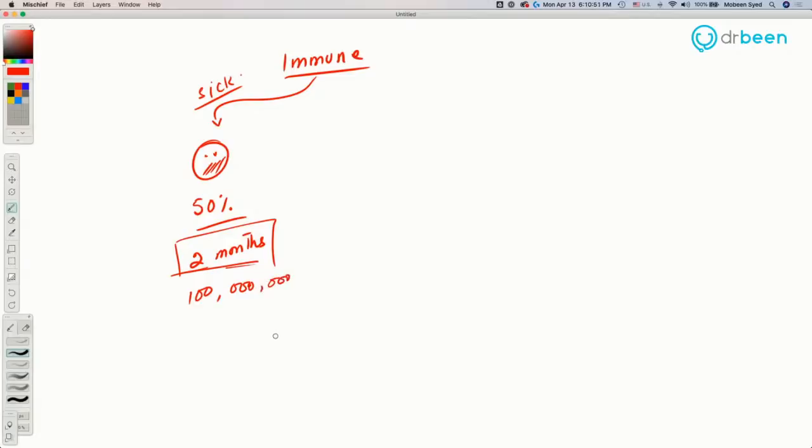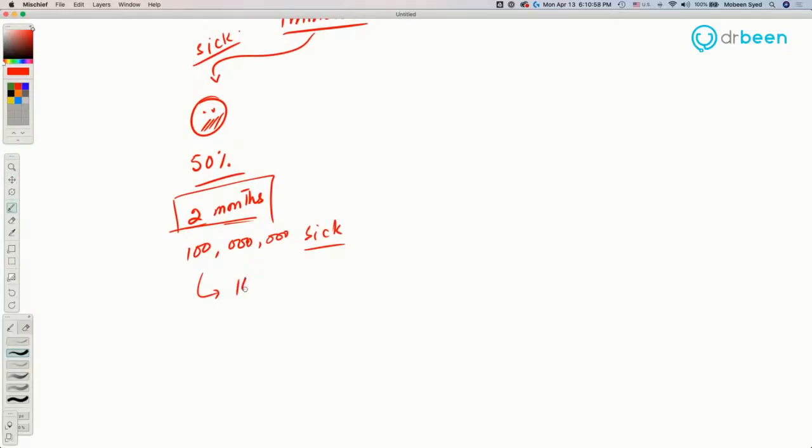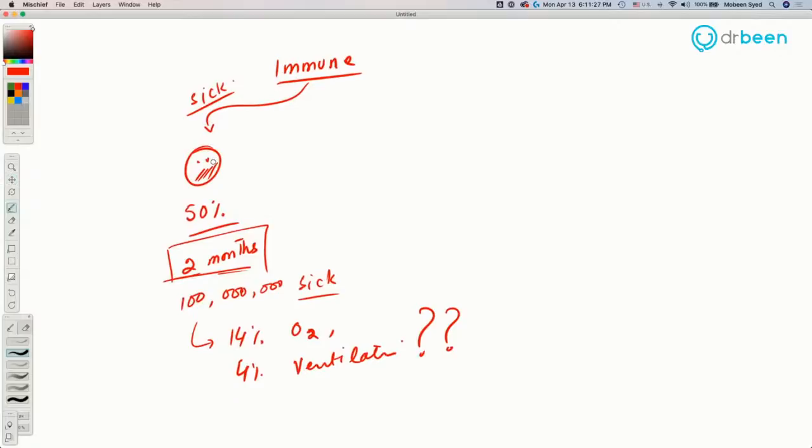So within 2 months, let's make 100 million people sick. 100 million sick people within 2 months will mean that 14% of them are going to need oxygen and ventilation. About 4% or 5% would need ventilation. Do you think we can provide these resources? And what would happen to the healthcare staff? What would happen to the people who are taking care of them? They are themselves going to get sick, and we would just have the whole healthcare system crash. So allowing people to become sick freely is not a wise or cost-effective way. It is actually going to kill people.